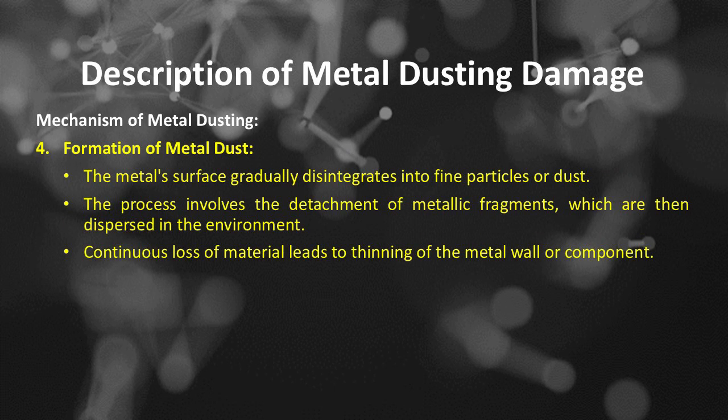Number 4 of the mechanism of metal dusting is formation of metal dust. The metal's surface gradually disintegrates into fine particles or dust. The process involves the detachment of metallic fragments, which are then dispersed in the environment. Continuous loss of material leads to thinning of the metal wall or component.